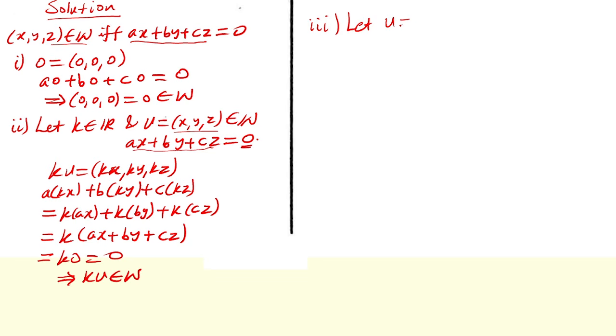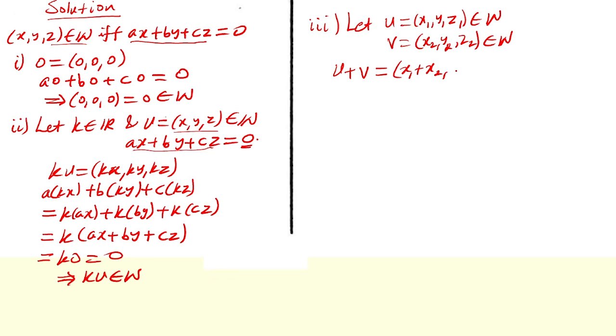let u, that's x1, y1, z1, an element of W, and also v, x2, y2, z2, an element of W. We need to claim that u plus v, what's u plus v? x1 plus x2, y1 plus y2, z1 plus z2. Now, does it belong to W?